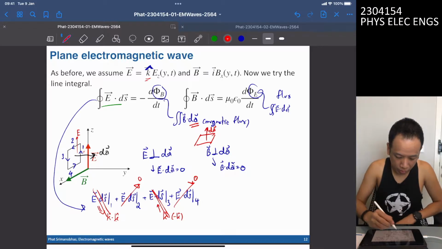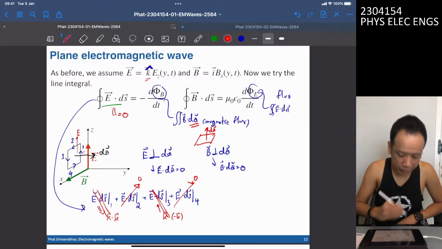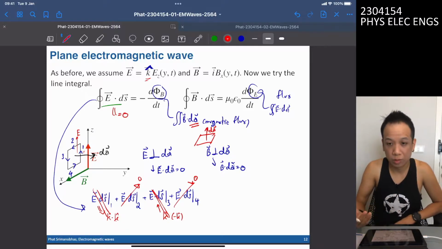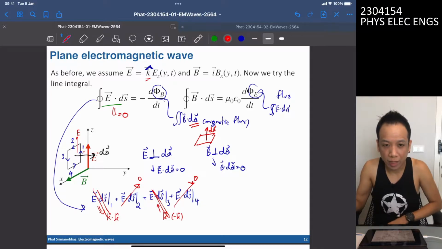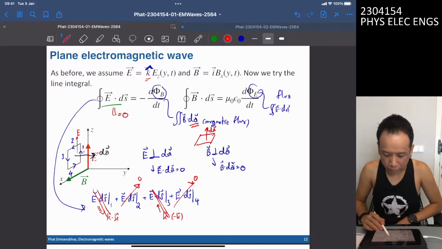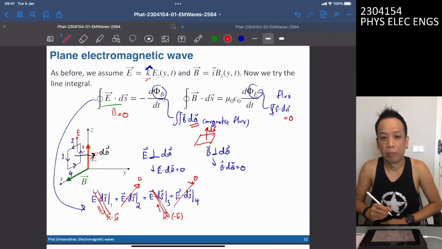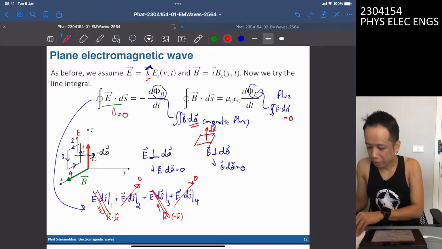Okay, so on the left hand side you also get 0. Okay, which is true, because on the right it's also 0, so there is no magnetic flux change, no E field. Okay, you can do the same for the B dot ds. Okay, so yeah, this is the first plane that we consider.